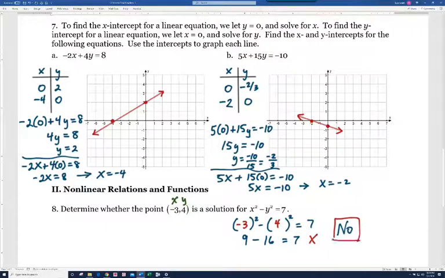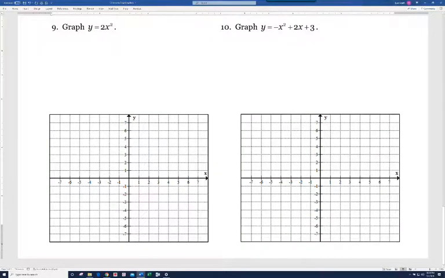That's not true. It would be -7. And so this is not a solution. All right, let's move on to the next slide. So here we have two graphs that we're going to be graphing.